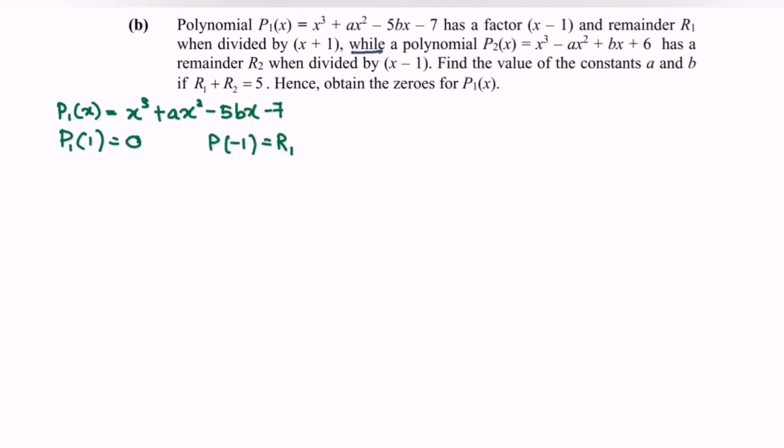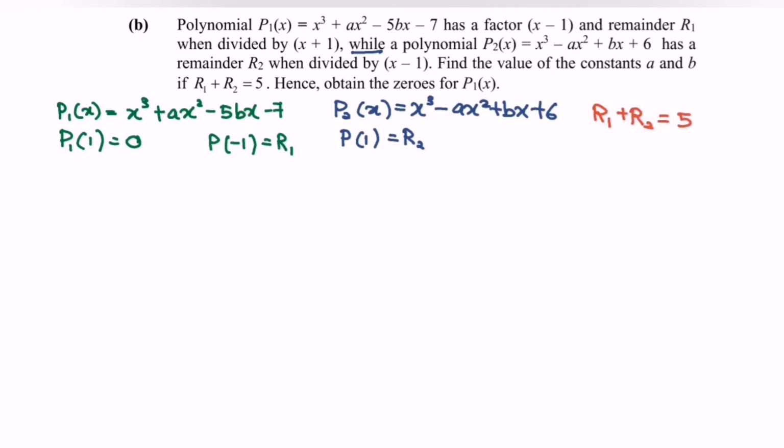While a polynomial p2(x) = x cubed - ax squared + bx + 6 has a remainder p2(1) = r2. Find the value of constants a and b if the third info is r1 + r2 = 5. Hence, obtain the zeros for p1(x). So now we are going to substitute the 1 into the function p1.